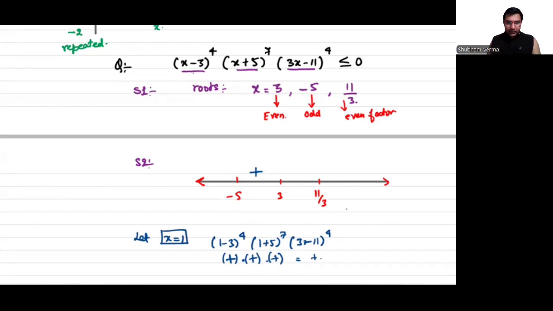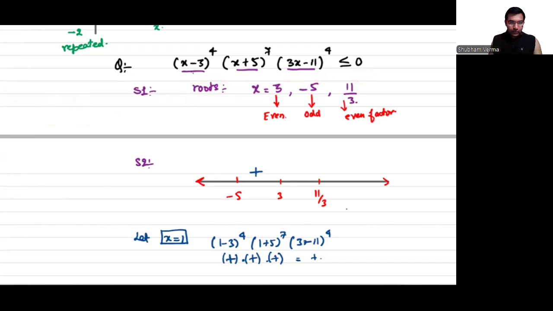See, what is minus 5, 3, and 11 by 3? These are roots. What are these? These are basically our roots, isn't it? 3, minus 5, 11 by 3 are the roots. And we know that. How do we get these roots? Either my function is going like this. This is my even powered root.